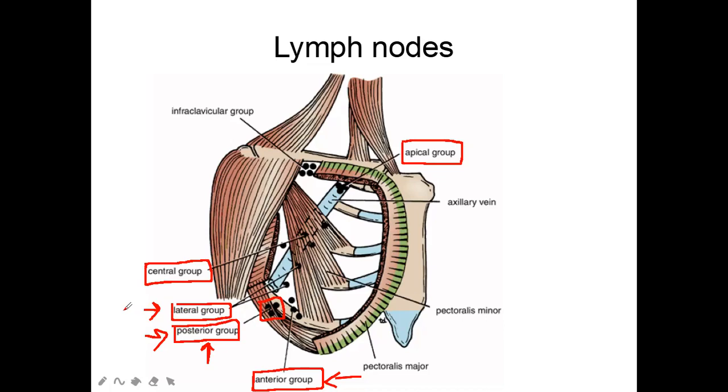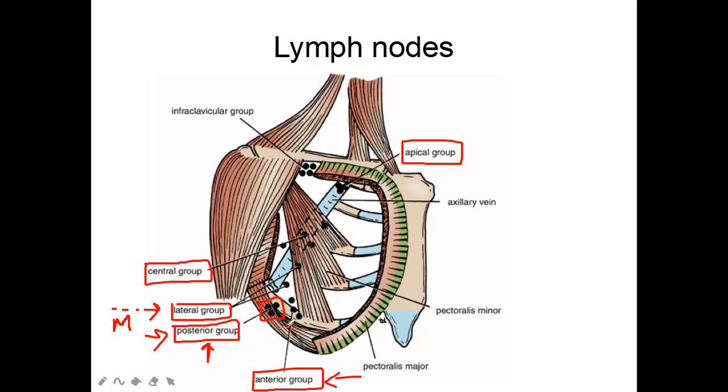Then we have the lateral group. The lateral group generally drains the upper limb. But I want you to understand that the lateral group drains the medial aspect of the upper limb. Isn't that cool? So the medial parts of the upper limb drain into the lateral group. They also receive from nodes called the supratrochlear nodes, found in relation to the medial epicondyle of the humerus. From the supratrochlear nodes, and also lymph vessels draining the medial aspects of the upper limb, they go to the lateral group.